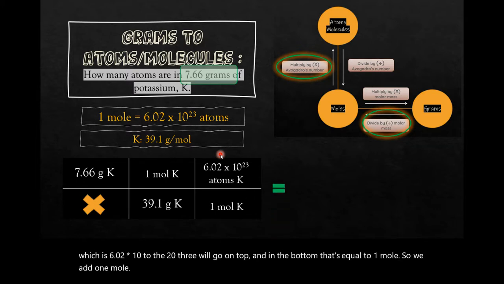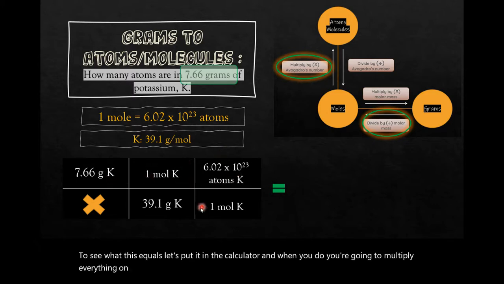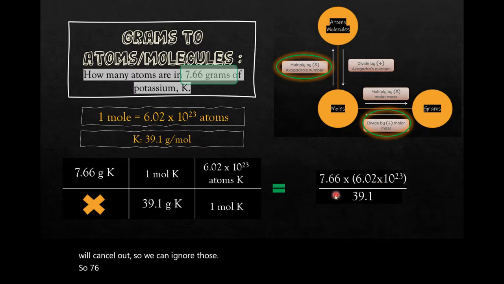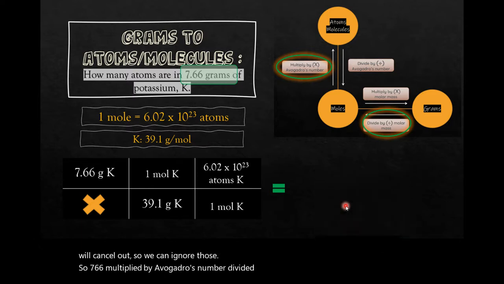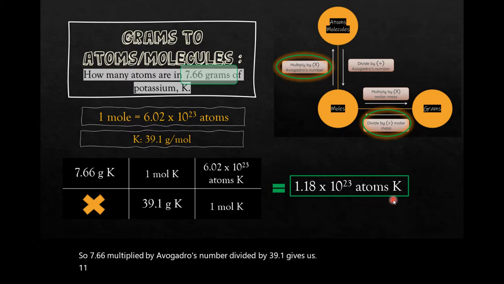To see what this equals, let's put it in the calculator. And when you do, you're going to multiply everything on the top together and then divide by anything you see on the bottom. The ones will cancel out, so we can ignore those. So 7.66 multiplied by Avogadro's number divided by 39.1 gives us 1.18 times 10 to the 23rd atoms of potassium.